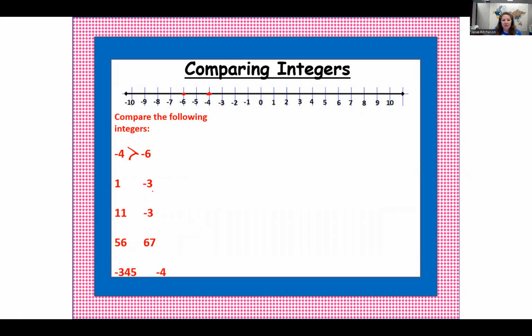What about +1 and -3? Well, all positive numbers are greater than negative numbers. What about 11 and negative 3? Once again, positive numbers are always greater than negative numbers. What about 56 and 67? Our number line doesn't go that far to the right. However, we know if we had $56 and our brother had $67, we have less than our brother, right? And then finally, what about this big negative number? This big negative number is actually less than negative 4 because it's further left.